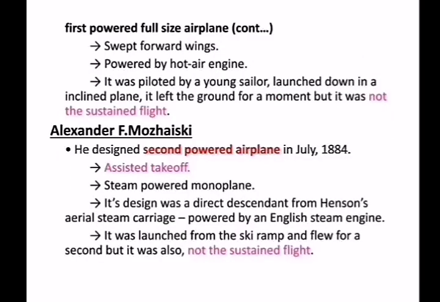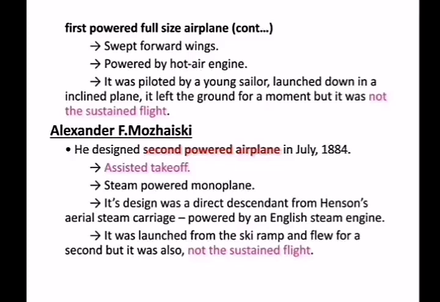This airplane was powered by a hot air engine. It launched down an inclined plane, but it did not attain sustained flight. That means our aeronautical historians give some criteria to say whether any flight is sustained or not. In that manner, this airplane did not satisfy those criteria of sustained flight.